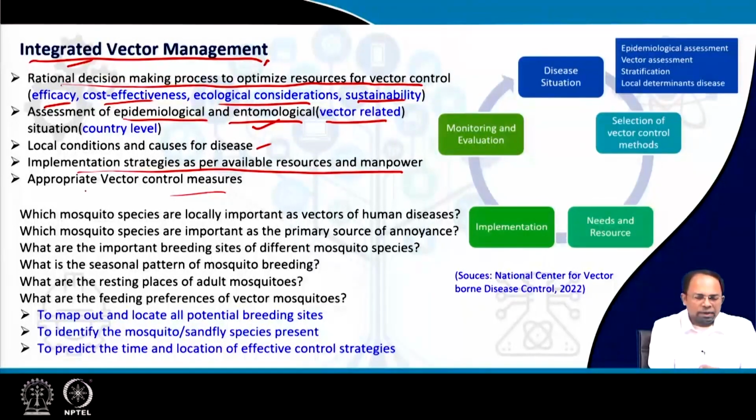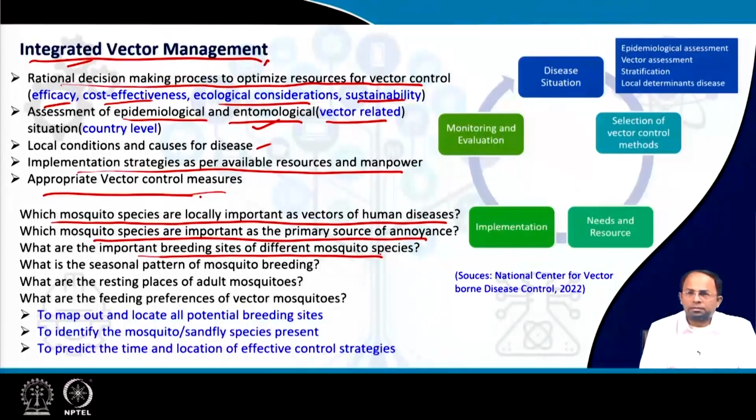So this is what has to be done, and to do this you can ask a few questions, for example, which mosquito species are locally important as vectors of human diseases. First you have to understand that. Which mosquito species are important as the primary source of annoyance? What are the important breeding sites of different mosquito species? So suppose you are trying to do a vector management of an urban area. This is how you have to go step by step. You have to first determine which mosquito species is creating the problem, what are the breeding areas of the mosquito species, then you can go and do some interventions over there, or you can take measures like the spraying and all those things over there.